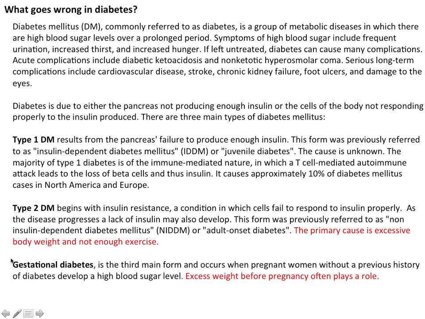A third type of diabetes is also reported, that is called gestational diabetes. It is reported in pregnant women, and it is due to excess weight before pregnancy.